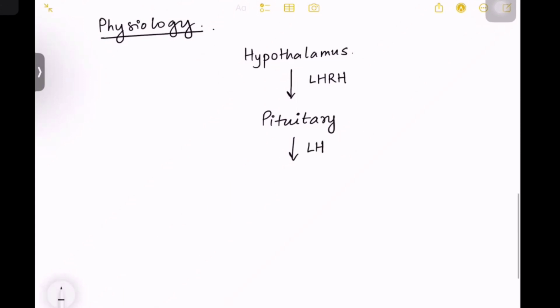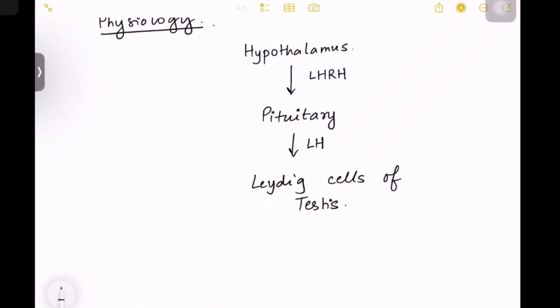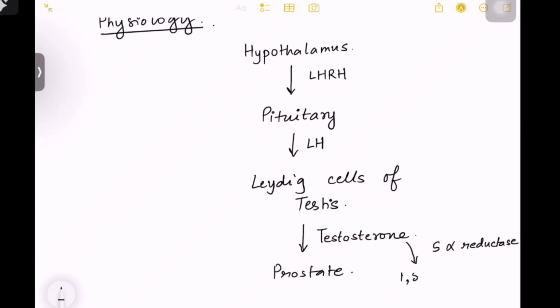Okay, let's come to the physiology. So you have the hypothalamus that will release LH releasing hormone, that is LHRH. It goes and acts in the pituitary. It will ask the pituitary to release LH. LH, that is luteinizing hormone, acts in the Leydig cells of the testis, and the testis will secrete testosterone. This testosterone will act on the prostate first. Second, with the help of enzyme 5-alpha reductase, it changes into 1,5 dihydrotestosterone.